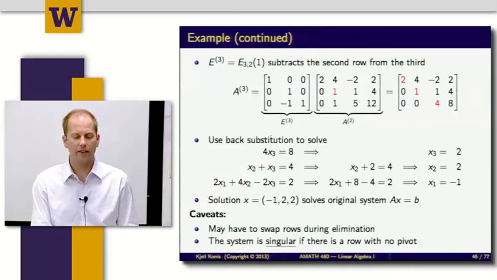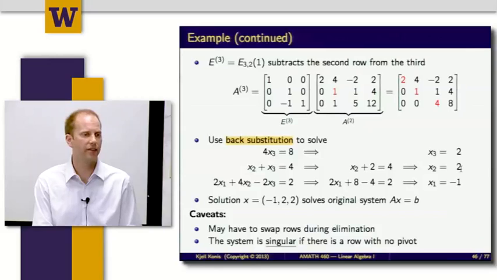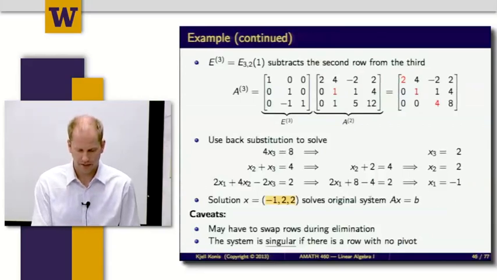So this is why it's called back substitution. If you notice, I ended up with these things in the backwards order. So I got 3, then 2, then 1. So the solution is x is the column vector, -1, 2, 2. And that solves also the original system, Ax equals b.